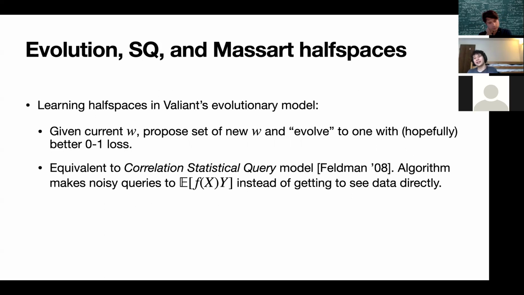And so Feldman showed that the evolutionary model is equivalent to the correlation statistical query model called CSQ. In one direction, this is obvious, because CSQ means I get to query the expectation of f(x) y for any f(x). 0-1 loss is of this form, because you can count the number of examples where you're right minus the number where you're wrong, and that's exactly a CSQ query. So it's clear evolutionary algorithms can fit CSQ. In the opposite direction, Feldman showed you can take a CSQ algorithm and make it into an evolutionary one. So they're actually equivalent.